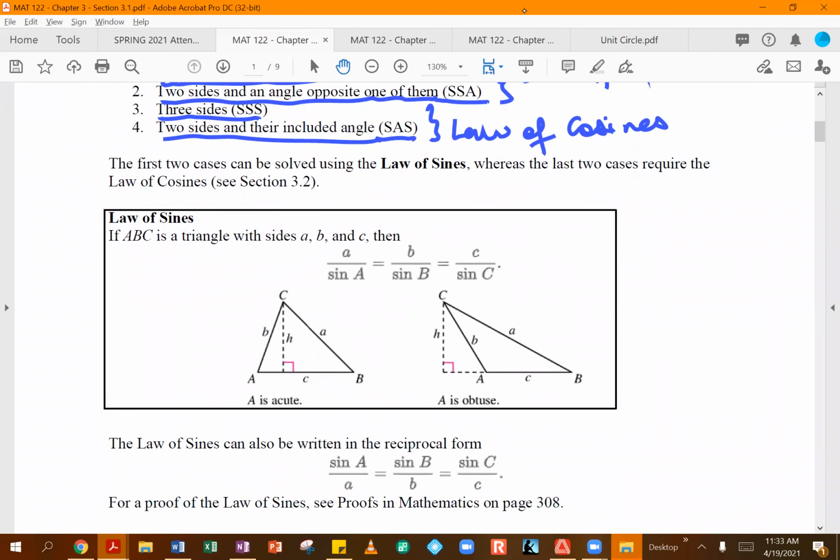So let's look at our law of sines. You've got your triangle ABC with the sides as small letters a, b, c. This is the relationship, or the law of sines: side a over sine of angle A is equal to side b over sine of angle B is equal to side c over sine of angle C. You will see in this formula you're using the sine of the angles A, B, and C. That's why this is called the law of sines.